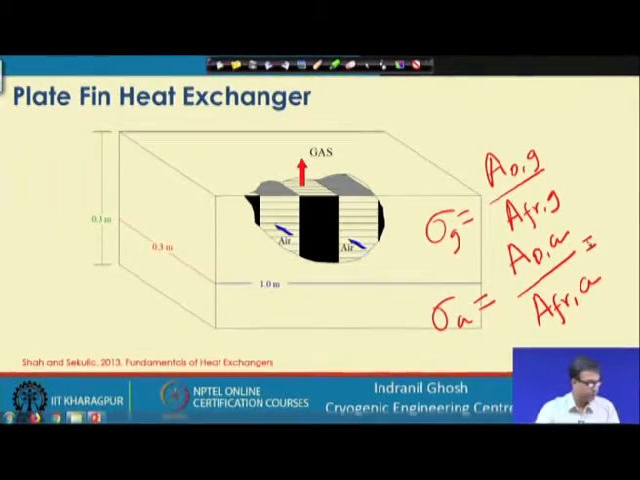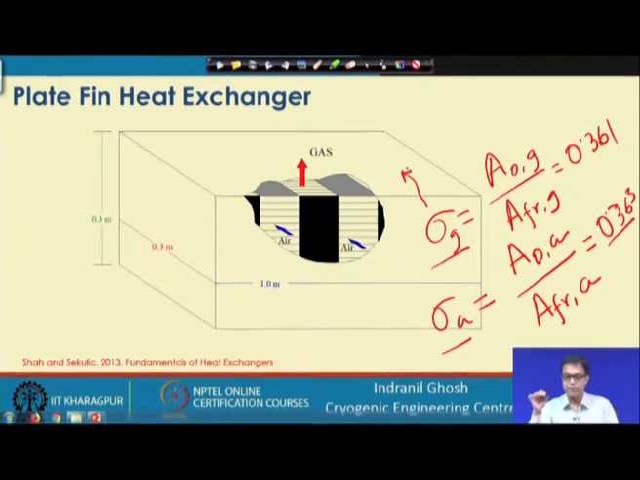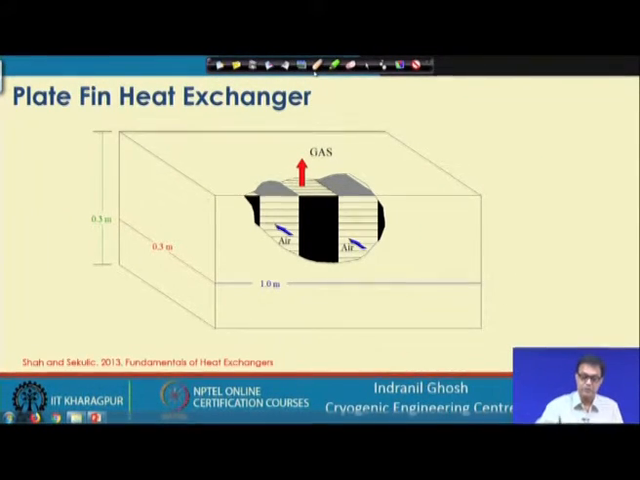So, this will come out to be 0.361 and this will become 0.363. These are the values for sigma, and this sigma becomes useful in terms of the pressure drop correlations and other correlations. So, we will now go to the next parameter that we can estimate on the basis of this one, given that we have already arrived at the free flow area.